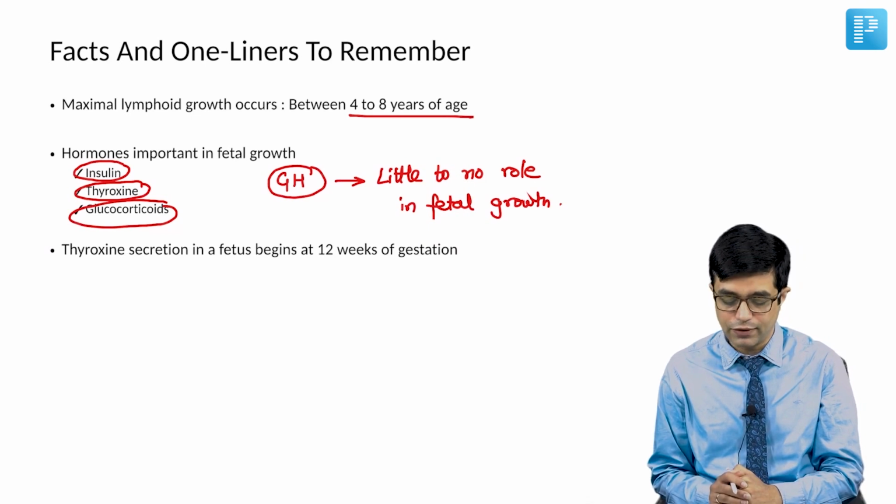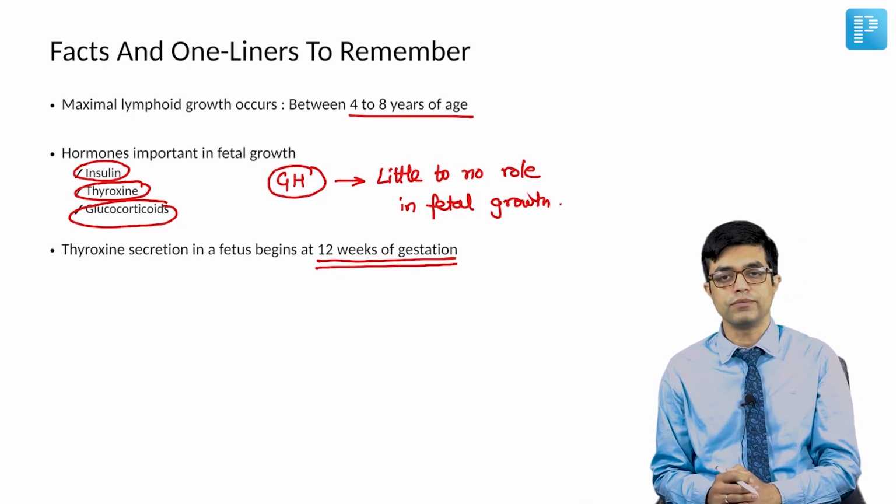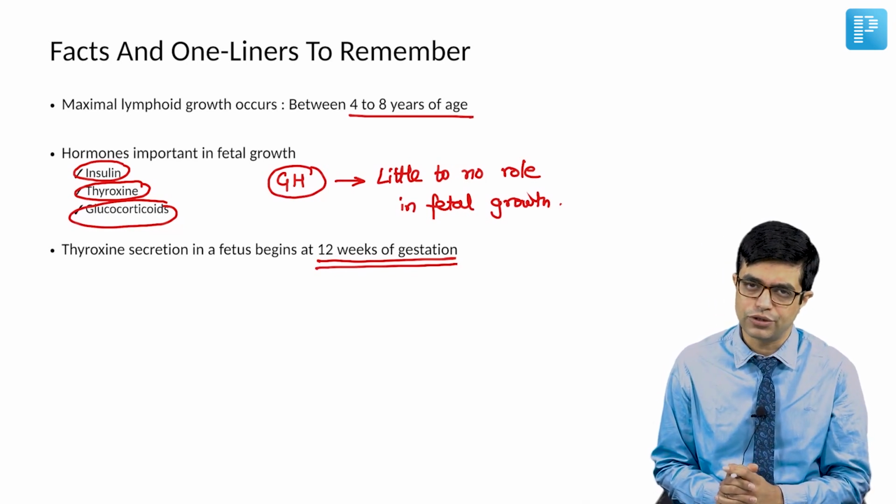And the third one-liner: thyroxine secretion in a fetus begins at 12 weeks of gestation. So these are some one-liners mentioned in books that you need to know.